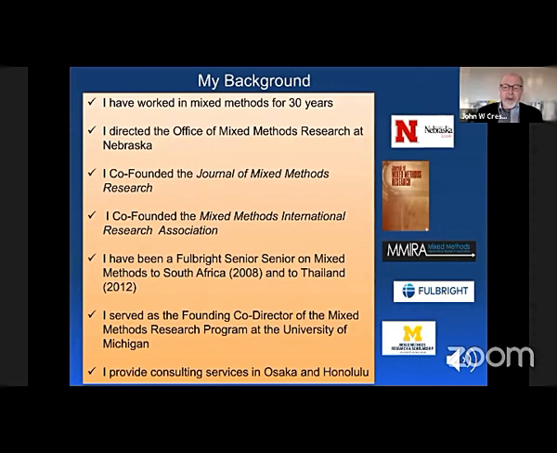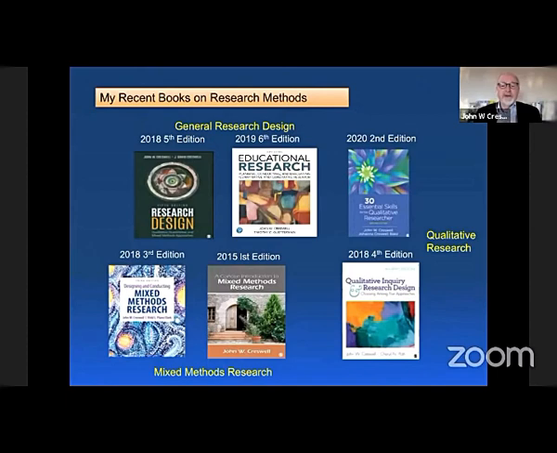I'm probably best known for some of the books that I've written. I've written books on research methods in 3 areas. Up the top on the left, you see my books on general research design and educational research. And then on the right, you see my 2 books in qualitative research, a beginning book called The Essential 30 Essential Skills, and the more advanced book, Qualitative Inquiry and Research Design. And down on the left, you see my 2 mixed methods books.